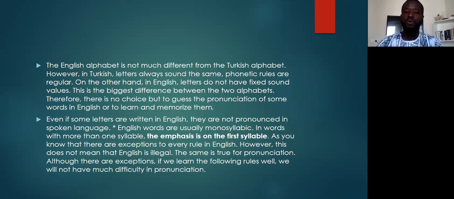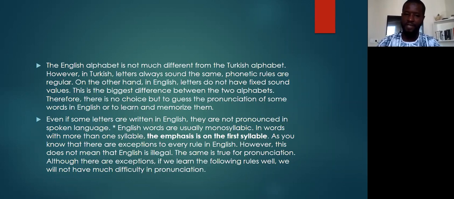So therefore, there is no choice but to guess the pronunciation of some words in English or to learn and memorize them. A lot of people say, I don't know the rules exactly. So the only thing I have to do is to write it and memorize it. This is the only way. Or you can listen to it every time, and whenever you want to pronounce this kind of thing, you can write it in Turing.